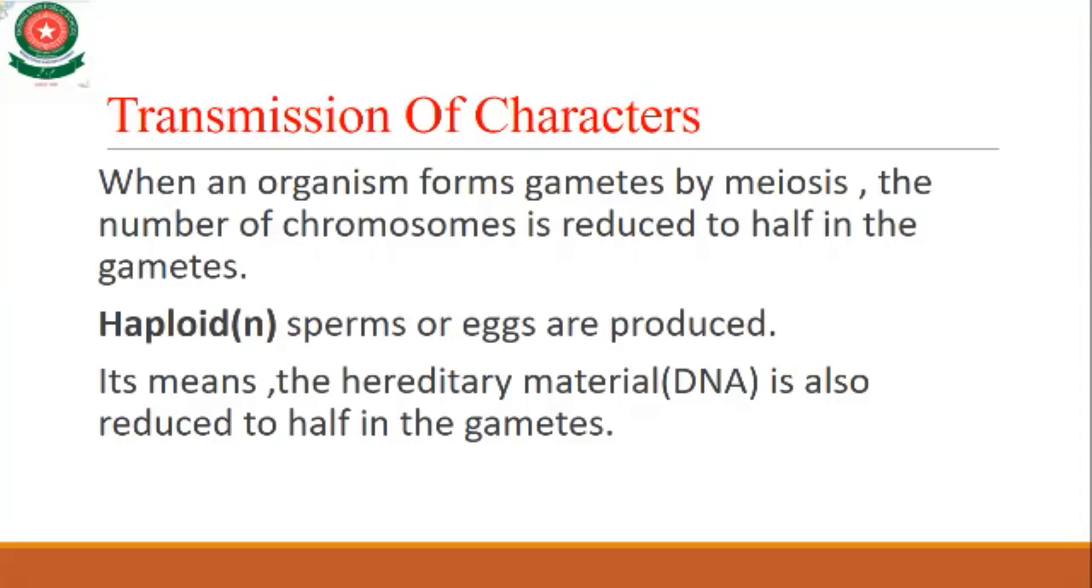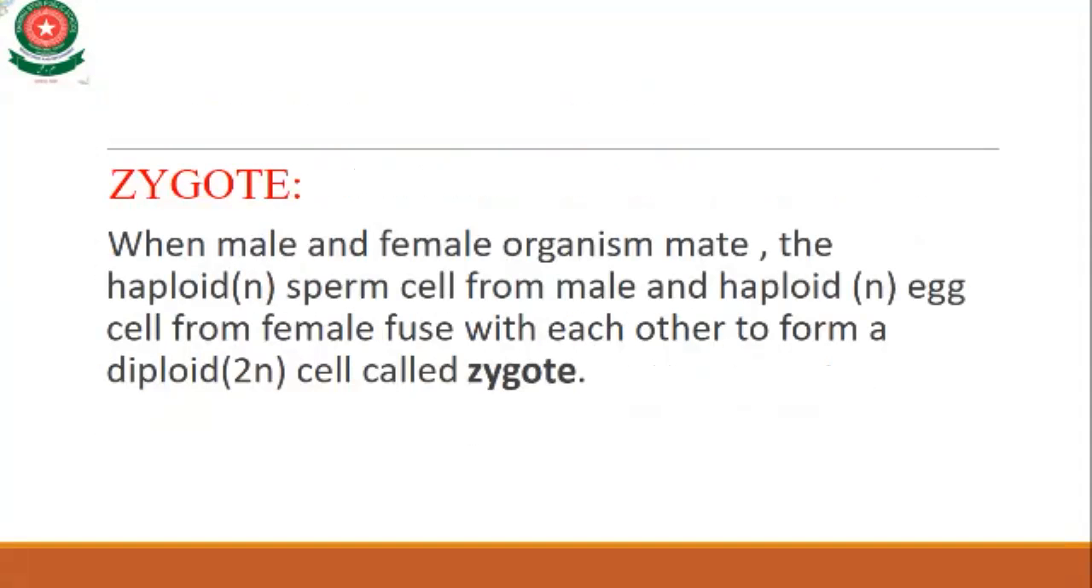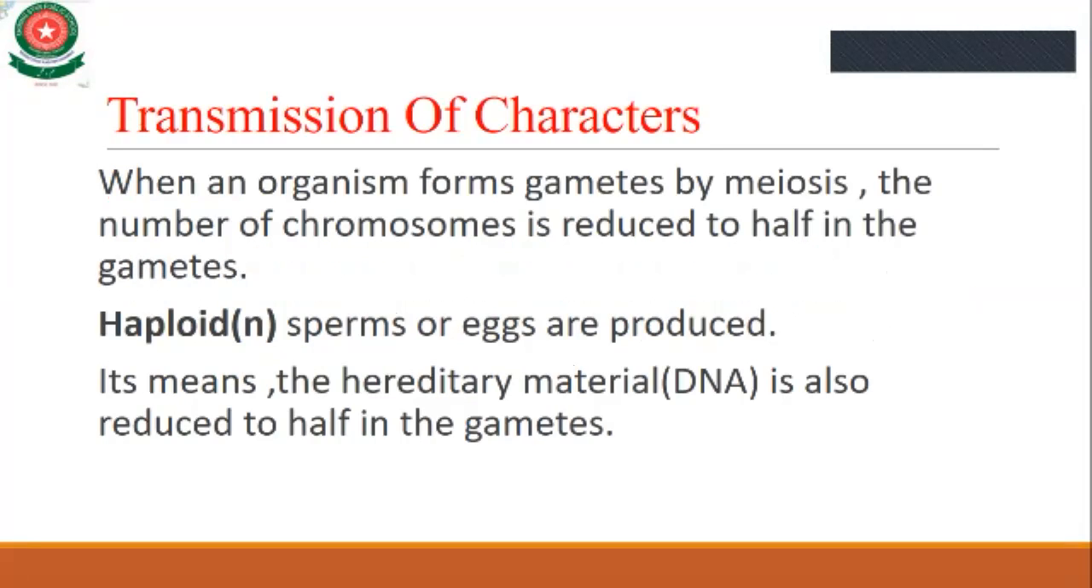When the number of chromosomes is reduced to half in the gametes, haploid sperms or eggs are produced. Haploid is denoted in brackets with a small n. It means the hereditary material is reduced to half in the gamete. So how is the zygote formed? When male and female organisms mate, the haploid sperm cell from the male and the haploid egg cell from the female fuse with each other, and they form a diploid. Diploid means 2n, called the zygote.